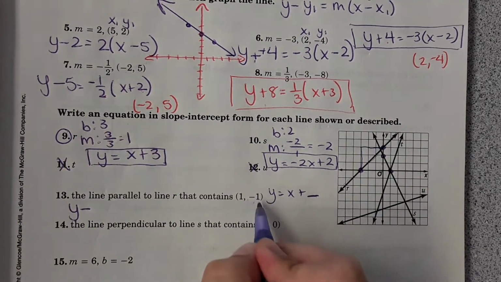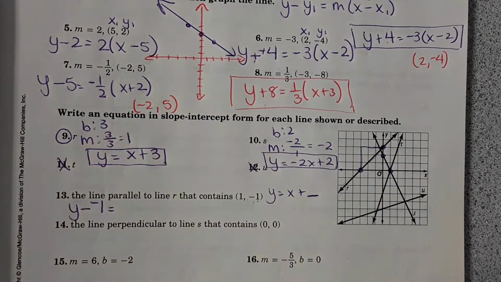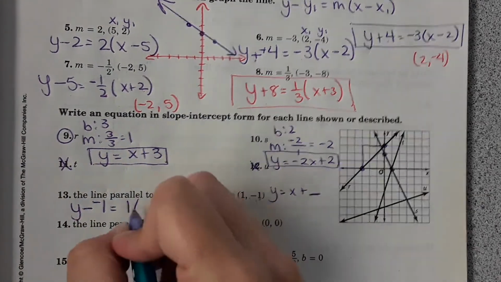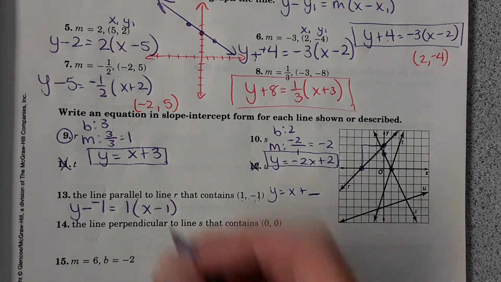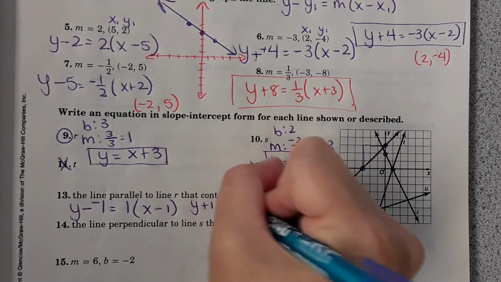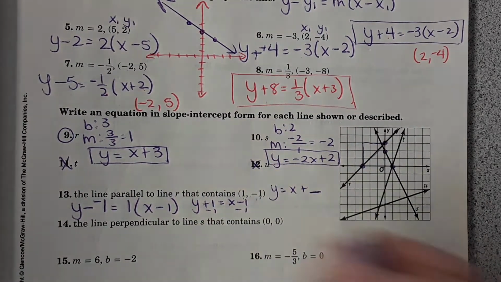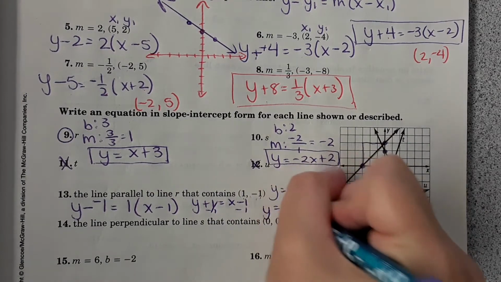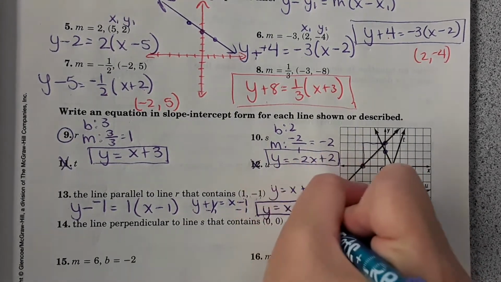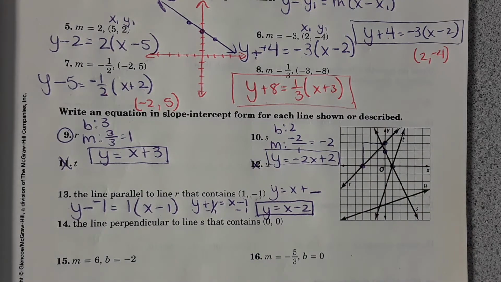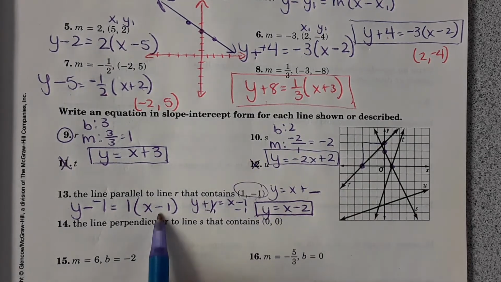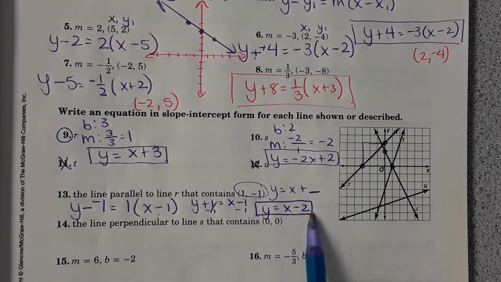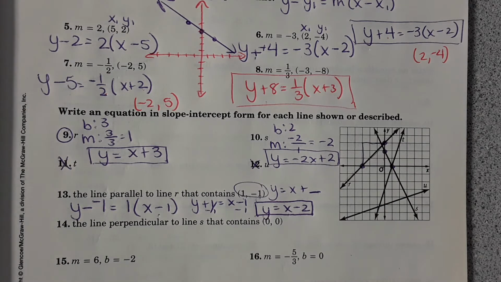So y minus the y, which is negative 1, equals the slope, which is 1, times x minus 1. Now I'm going to get it into slope-intercept form. y plus 1 equals x minus 1. Subtract 1 and get y equals x minus 2. So by using point-slope form, I could use just a random point on the line, and I didn't need the y-intercept. Then I could change it into this, and the y-intercept is negative 2. I know this is where I'm starting to lose you.